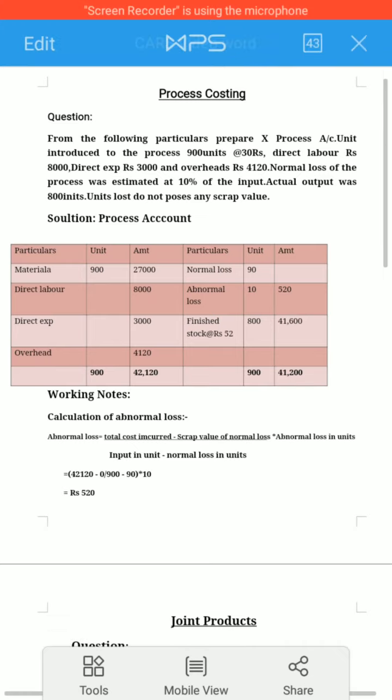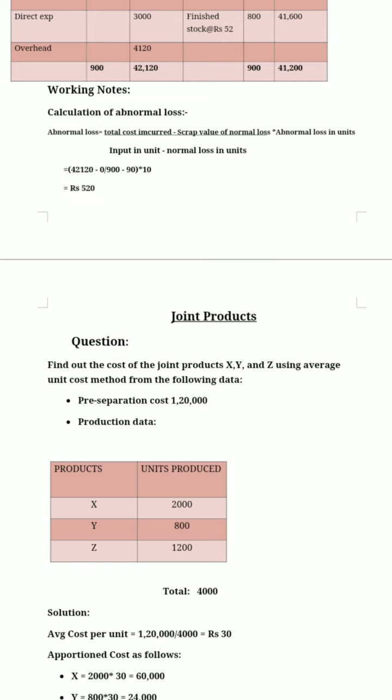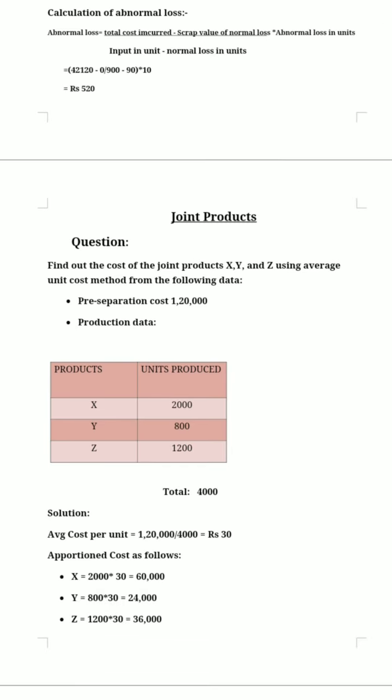Now coming to the second problem, from joint products. The question is: find out the cost of the joint products X, Y and Z using the average unit cost method from the following data. Pre-separation cost is rupees 1,20,000. Production data: the products are X, Y, Z and units produced are X 2,000, Y 800, Z 1,200, total 4,000 units produced. Now coming to the solution.